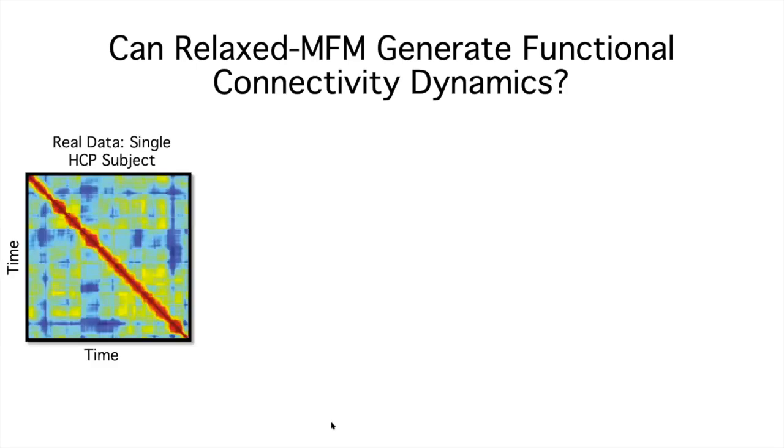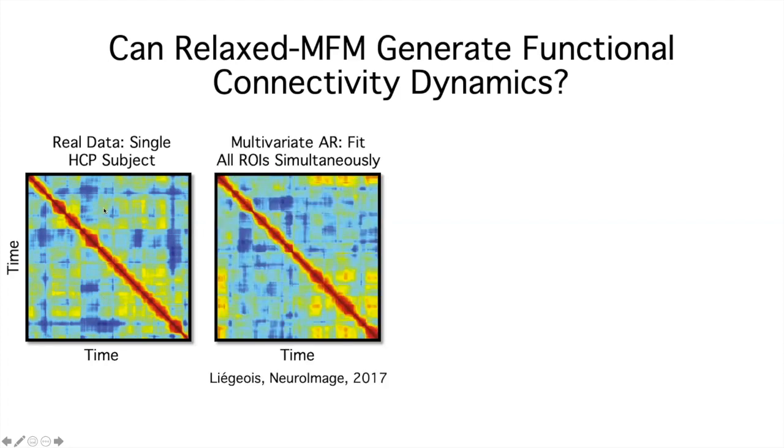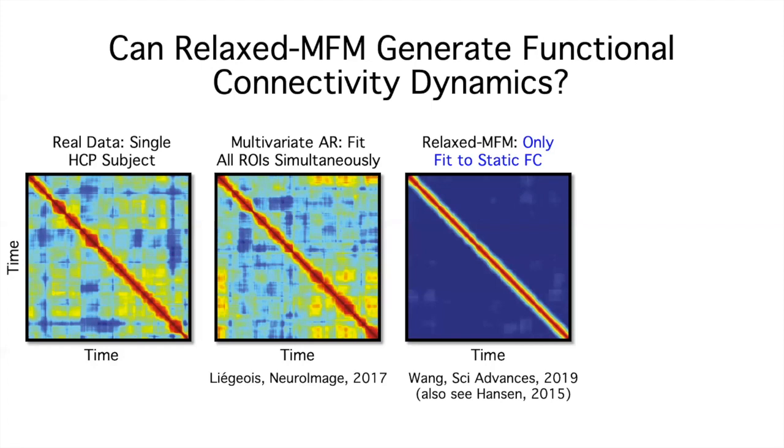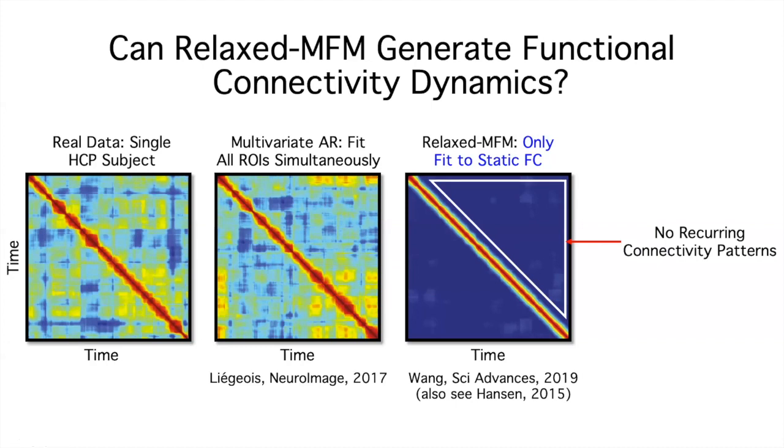This is a repeated figure. This is the functional connectivity dynamics matrix of a single subject. This is the functional connectivity dynamics matrix where Raphael fitted a multivariate auto-regressive model, right? This is the functional connectivity dynamics of the relaxed mean field model where we fitted the static functional connectivity. And you can see that we get this very flat functional connectivity dynamics with no recurring connectivity patterns.